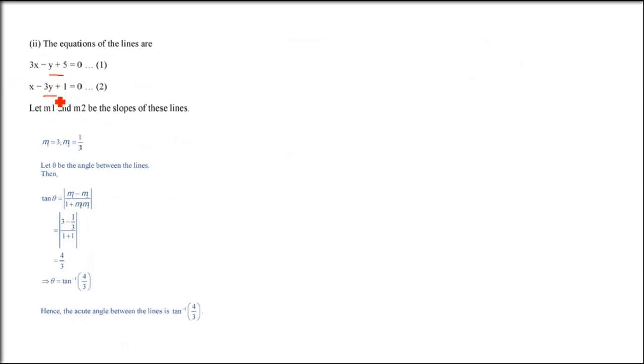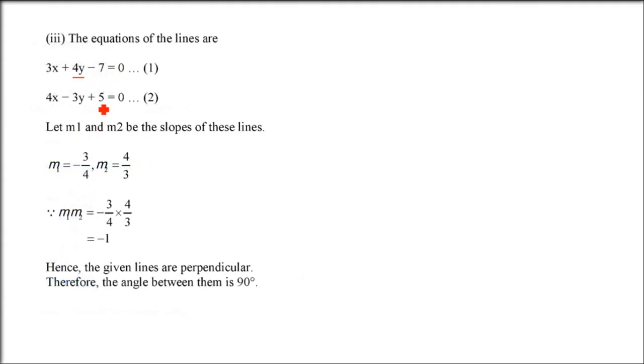Now the second part, same thing you are going to do. m1, m2 you have to find out and put in the formula. You will get tan theta as 4 by 3. And we don't know the angle whose tan is 4 by 3, so we'll just write theta as tan inverse 4 by 3.